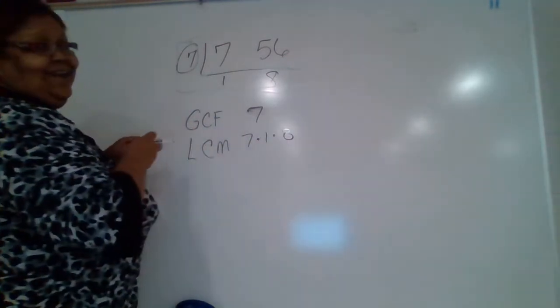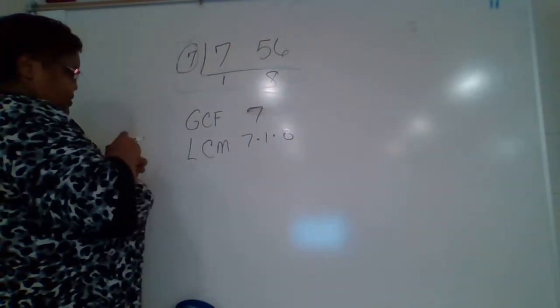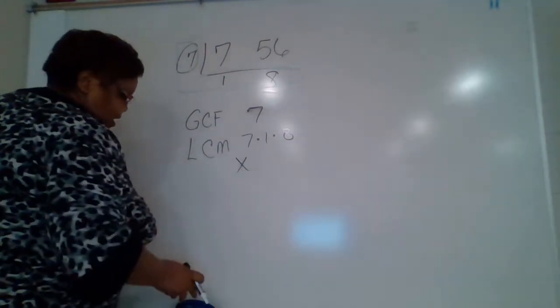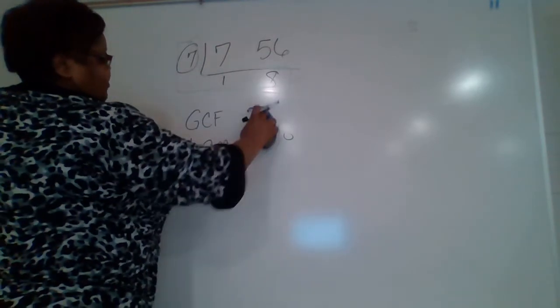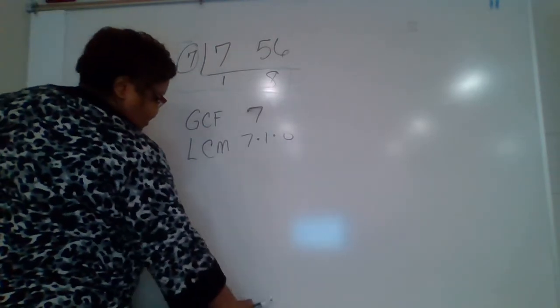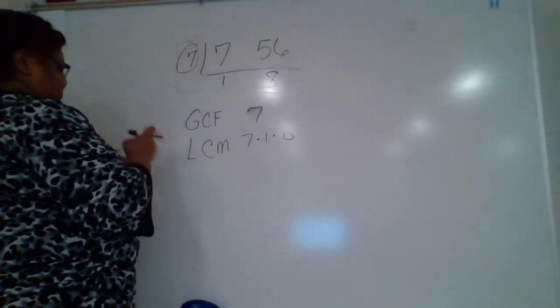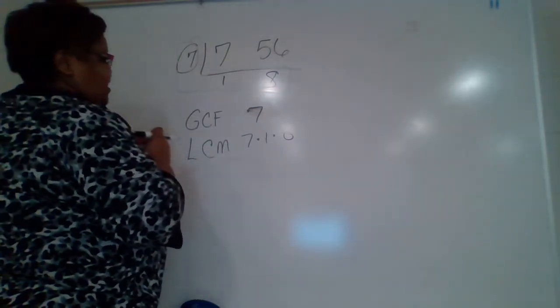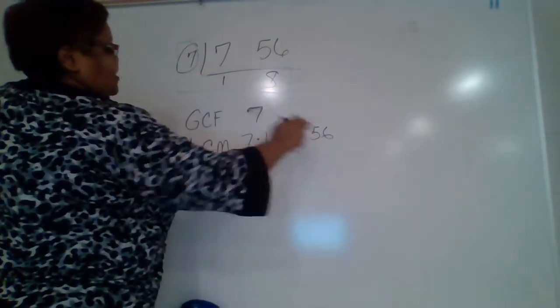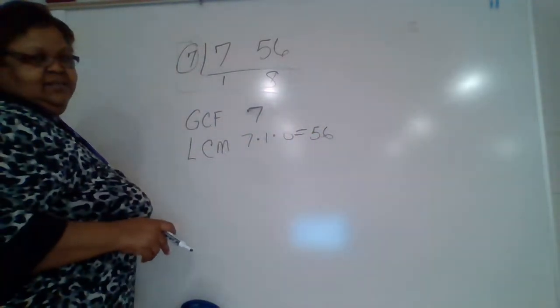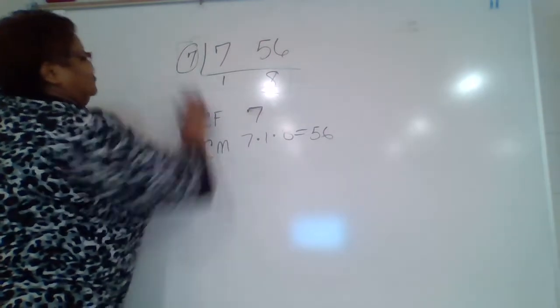Again, we're using the dot for multiplication because the X, as we get into doing some algebra, we'll get the X and multiplication confused. 7 times 1 is 7. 7 times 8 is 56. So my LCM is 56. I know y'all got these, didn't you?